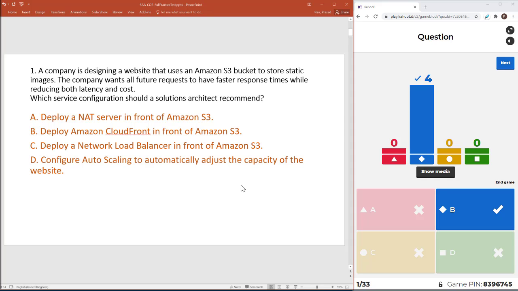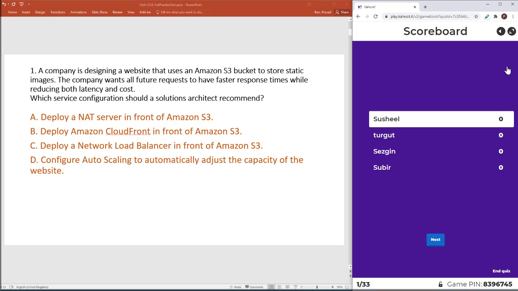Cool. All four of you got it right. Yeah, a simple question. If a website is designed as a static website on S3, then CloudFront is a CDN, content delivery network, which can be used to reduce the latency for the end users. Good enough. So let's move on to the next question.